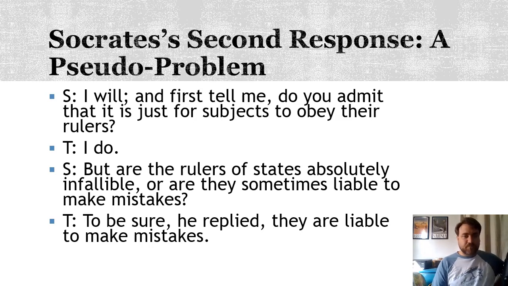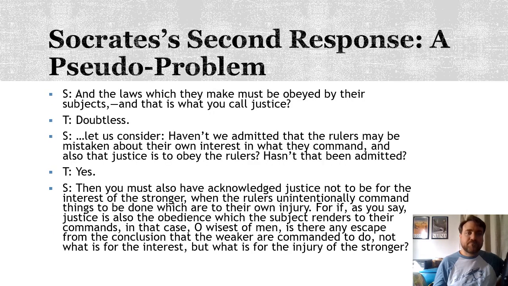And so Thrasymachus admits, he's like, yeah, I do, of course, that's just what I said, right? And so he says, are the rulers of states absolutely infallible, or are they sometimes liable to make mistakes? And here Thrasymachus makes a slight error. He says, well, to be sure, they are liable to make mistakes. Now, that sounds like a perfectly reasonable thing to say, but he actually should have answered this question a little bit differently, and we'll come back to that in a minute. But before we go back to it, Socrates is going to close the jaws of his little trap here. He says, okay, so then the laws that they make must be obeyed by their subjects.